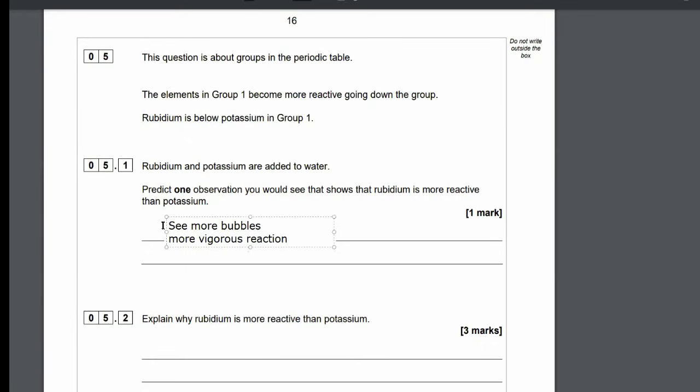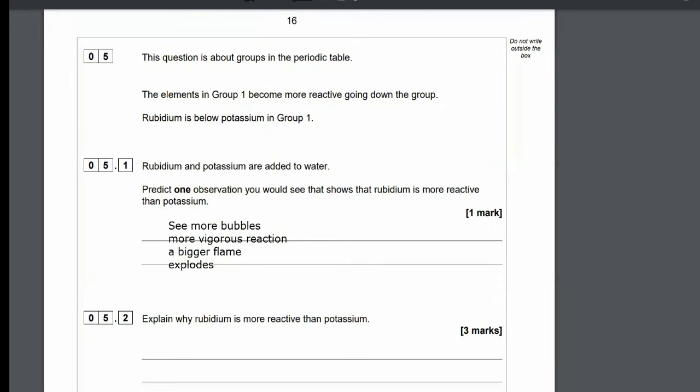A bigger flame. You do get a lilac flame sometimes with potassium. Rubidium would burn a lot more quickly. In fact, it could even explode, etc. There's lots of possible answers to say that you'd see a more violent reaction.